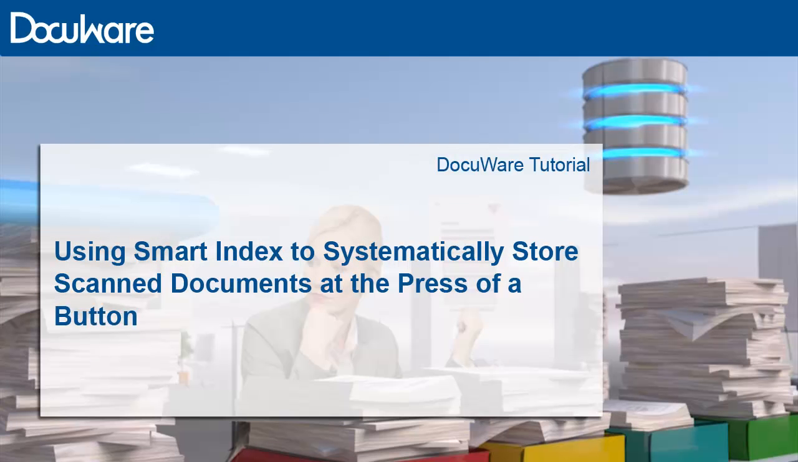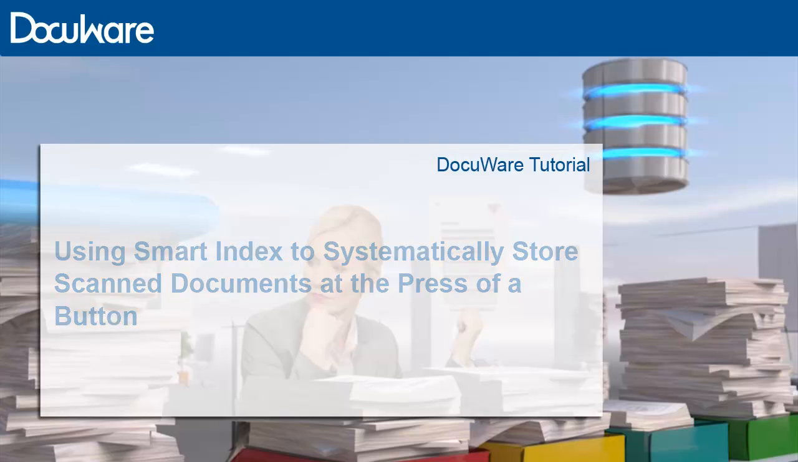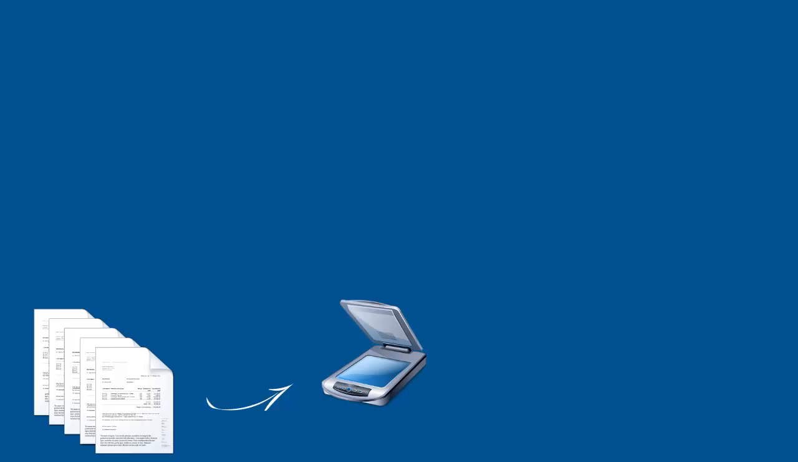Perfect document filing can be done automatically and accurately in a matter of seconds with DocuWare. Just place your documents in a scanner or digital copier and scan them. Everything happens systematically with the press of a button. Your normal workflow keeps flowing along.